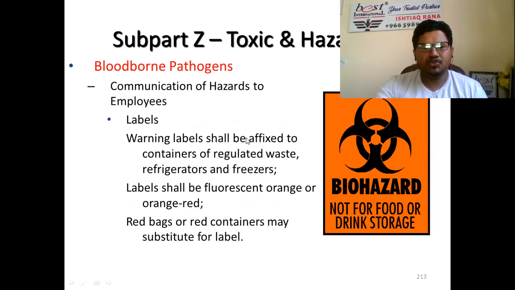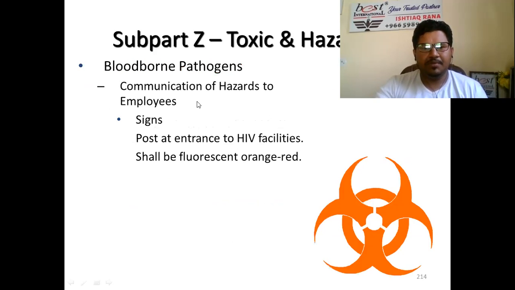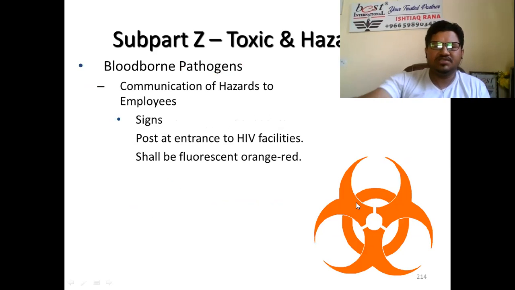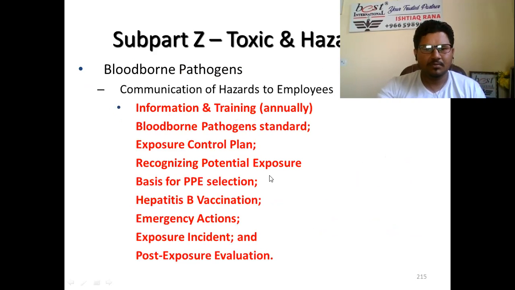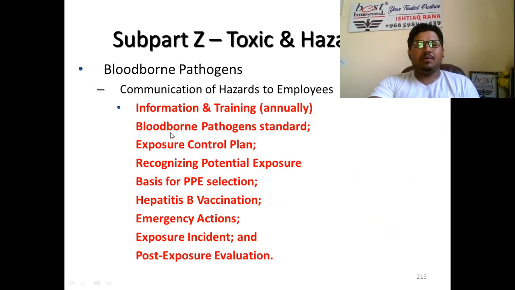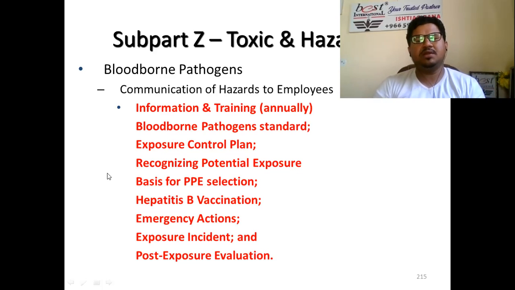So for bloodborne pathogens, you need proper labels. Make sure these labels are well used, wherever you want to communicate that this area, this chemical, or this waste could have some HIV, or any HIV facilities you have, make sure the fluorescent orange or red signage is well placed there, so people would be fully familiar. And remember, guys, this communication of hazards to employees must be done annually as per OSHA.